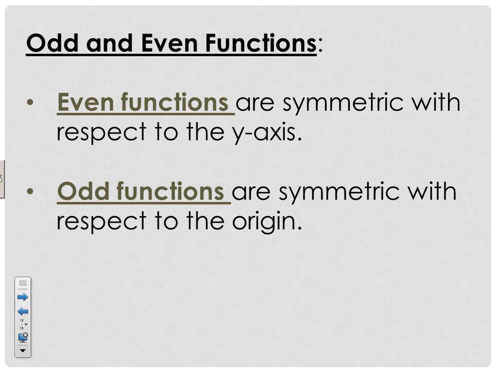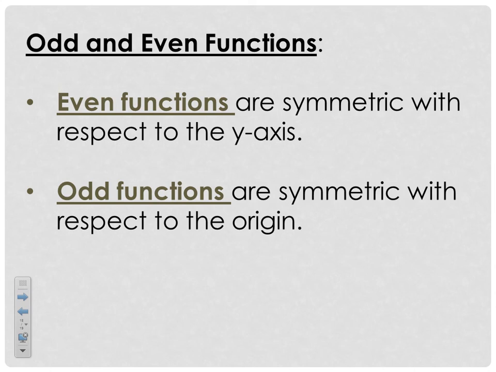Last thing. Even functions versus odd functions. This goes back to our symmetry that we were talking about in our last chapter. Even functions are the ones that are symmetric with respect to the y-axis. We had a test to see if something was symmetrical to the y-axis, and it was substituting in negative x and seeing if we end up with the same function that we started with. Okay, hopefully that rings a bell.